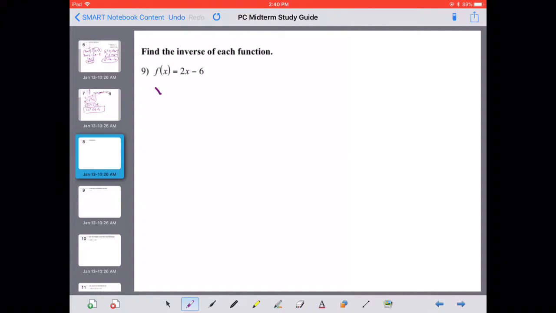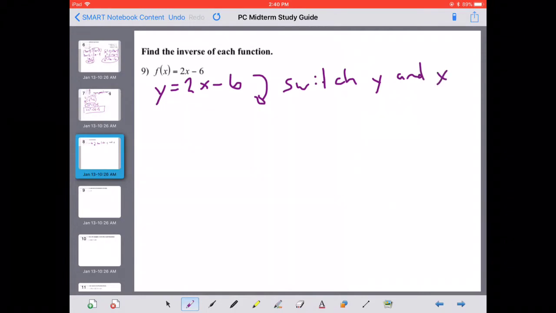First, change it from function notation to our normal notation, which is just replacing our f of x or g of x with just a y. And then this is the step of actually finding the inverse. Alright, what we do here is switch y and x. So now we get x equals 2y minus 6.